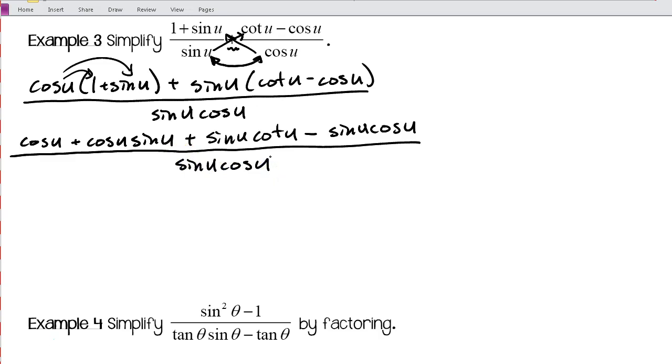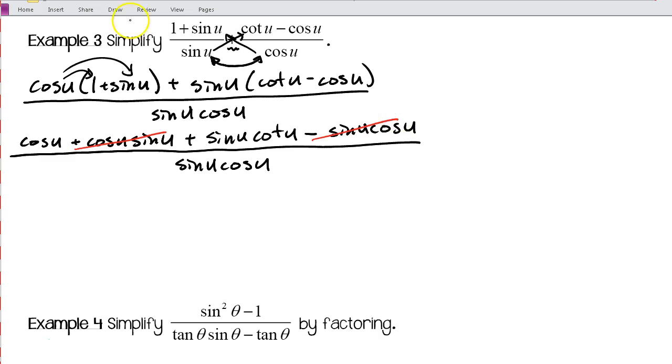Alright, now I want to caution you, I have a cosine u sine u, which is the same as sine u cosine u, which is what I have in my denominator. The only way you can cancel these out is if you cancel it with every single thing on the top. Okay, and we can't do that. So you want to make sure that you don't do that. But what we can do is I can cancel these because I have a plus cosine u sine u and a minus cosine u sine u. Remember, multiplication, it doesn't matter what order we multiply things.